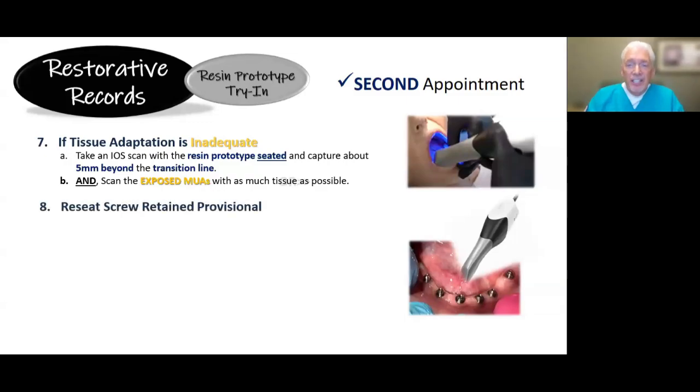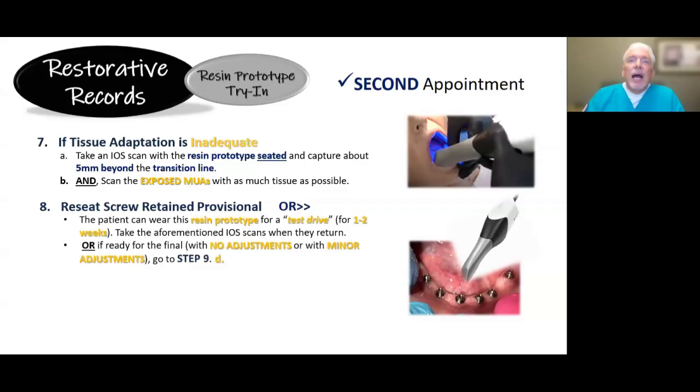Then you can reseat the provisional, or let's say that maybe you did quite a bit of changing in this prototype. The patient can wear this for 1 to 2 weeks, longer if need be. Usually 1 to 2 weeks gives everyone enough time to make sure that they're happy with it. That would probably be a scenario where you would want to have the laboratory go ahead and stain that gingival, if you know you're going to do that.